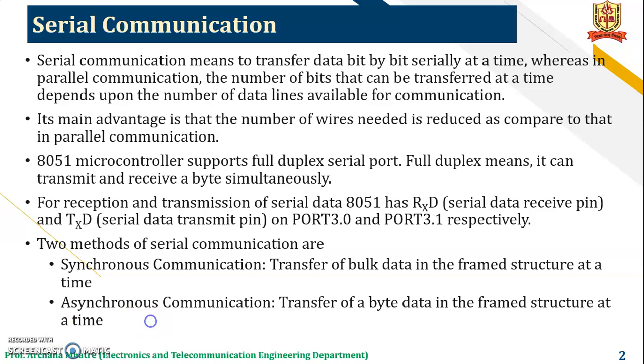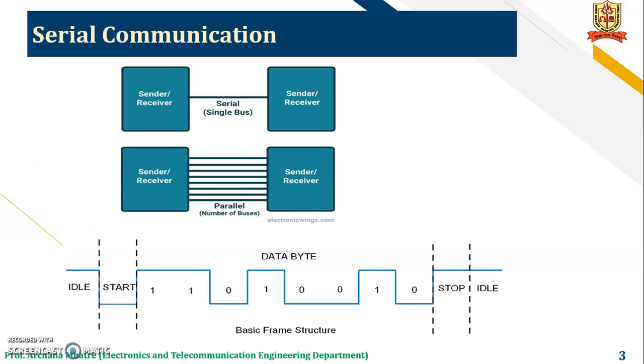Now next, these are the block diagrams for serial communication and parallel communication. In the first diagram, you can see this is the sender or receiver. In serial communication, only a single bit can be transmitted or received at a time. And in parallel communication, all the bits, suppose 8-bit data or 16-bit data, can be transferred or received at a time.